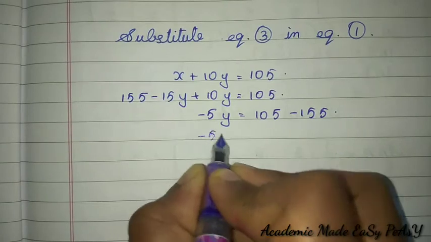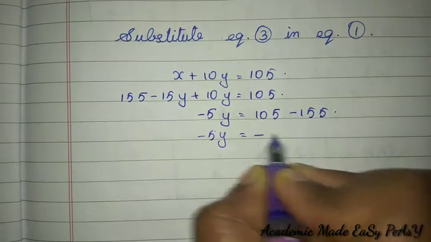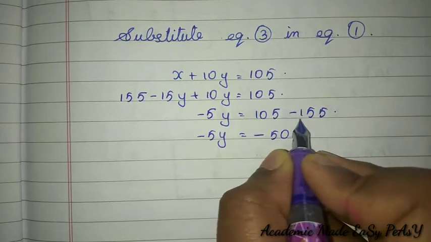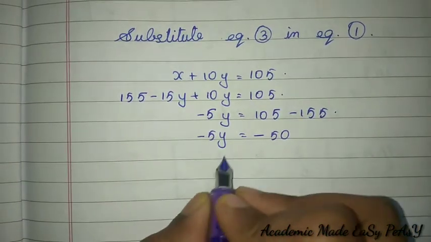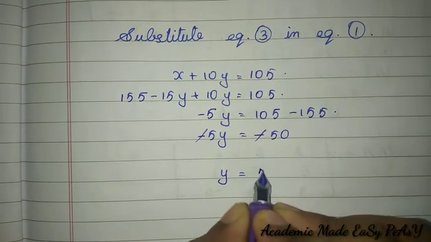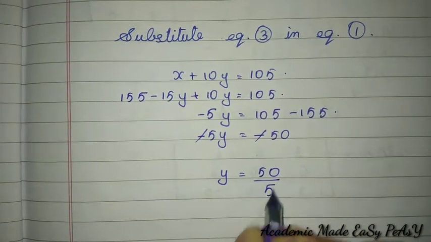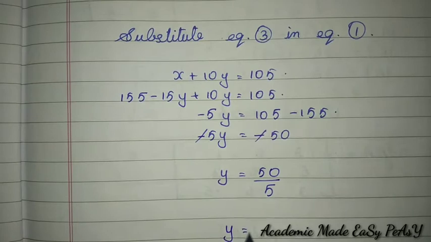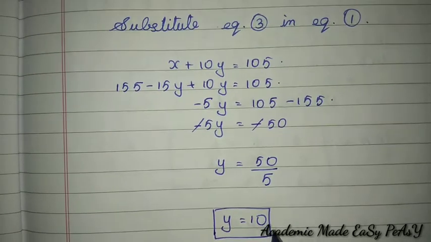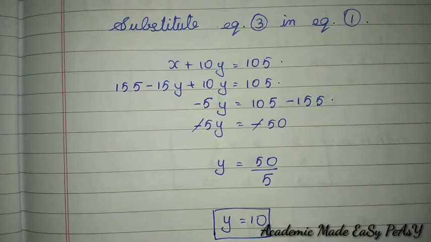So minus 5y is equal to minus 50. So 105 minus 155 is minus 50. So minus and minus will get cancelled. So y is equal to 50 divided by 5. So y is equal to 10. So the value of y is 10. Now I will be substituting the value of y in equation 3.